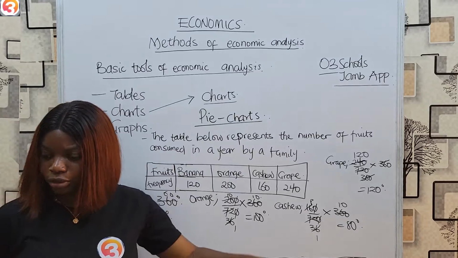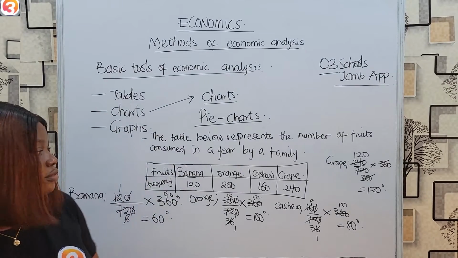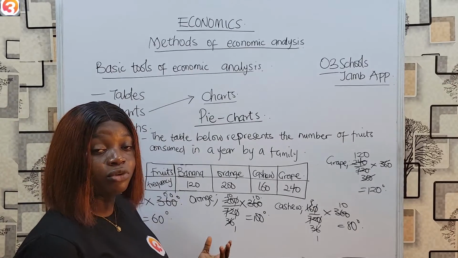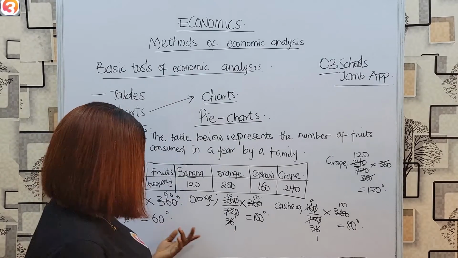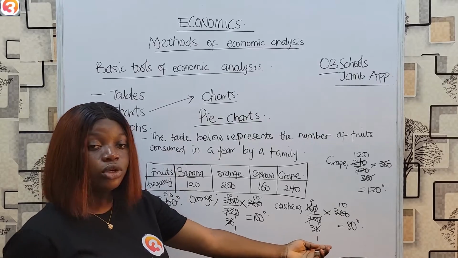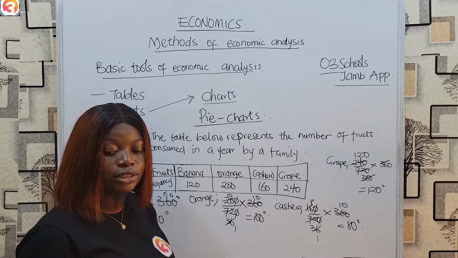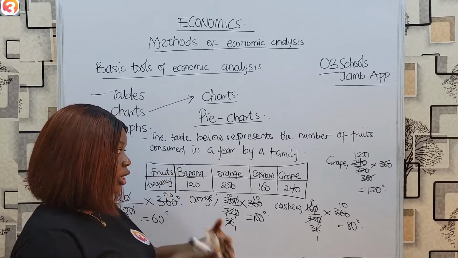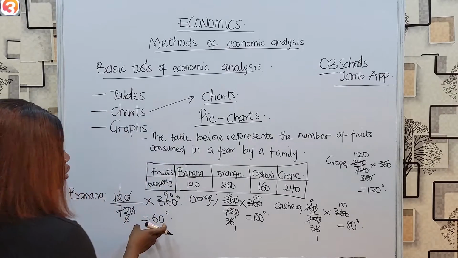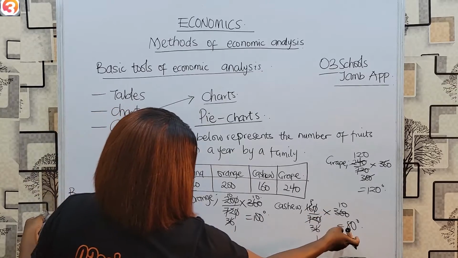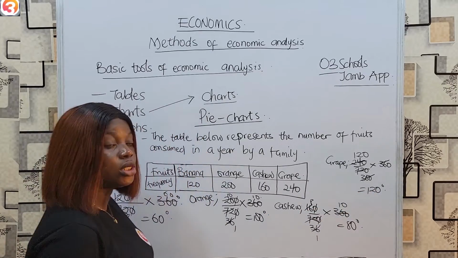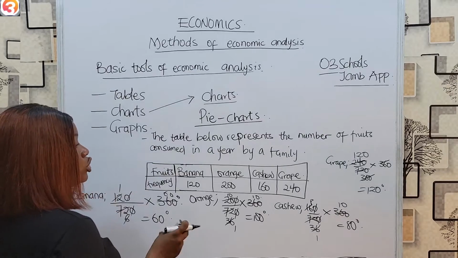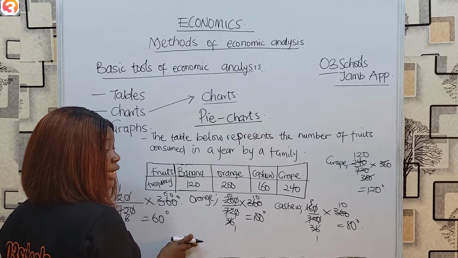Now it's time for us to draw the pie chart. We already have this here. If you add up all the answers we got in degrees and you do not get 360 degrees, it just means that you have made a mistake and you are supposed to go back to check. But here, if you add this, 160 plus 80, 240, 240 plus 120, we have what? 360 degrees.